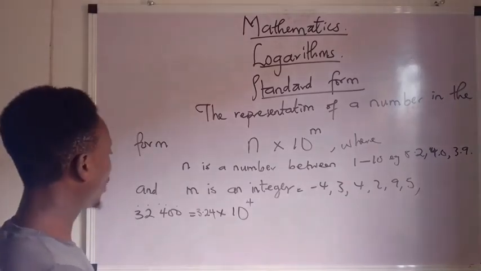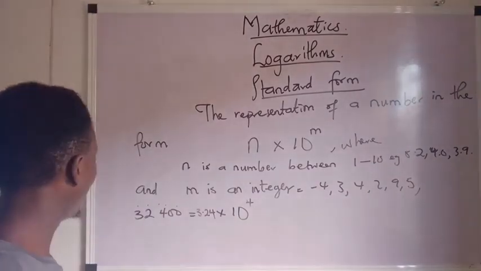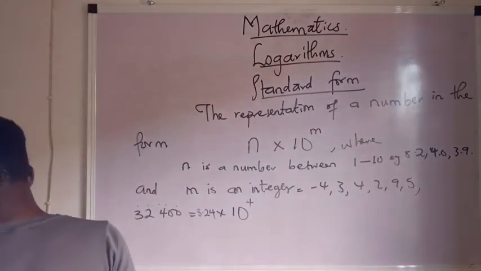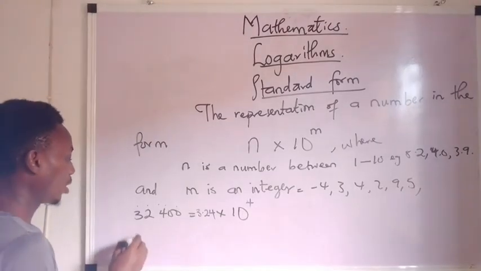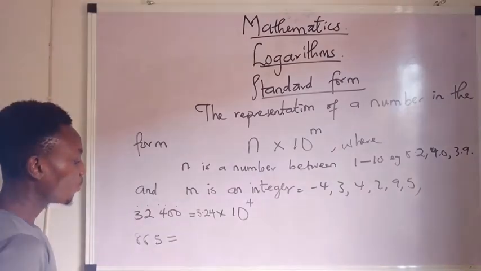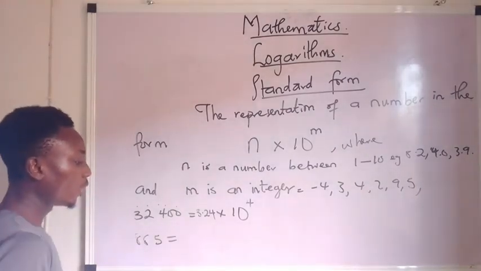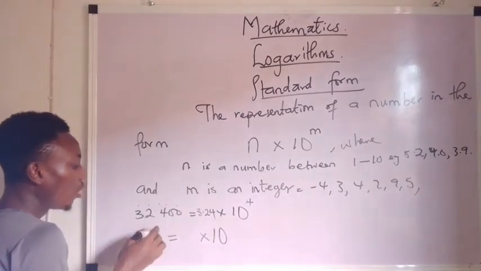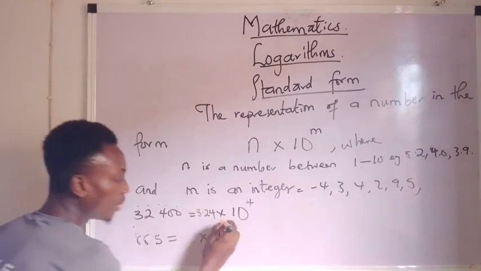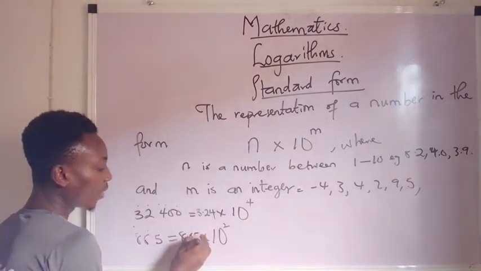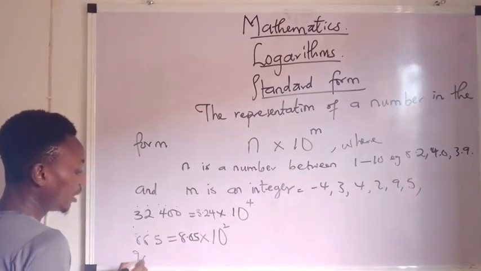Now, moving very quickly, you have another number, say 865. This one is also represented as what? Times 10 raised to the power what? 0, 1, 2, times 10 raised to the power 2. Then you take what? The first digit, 8.65.